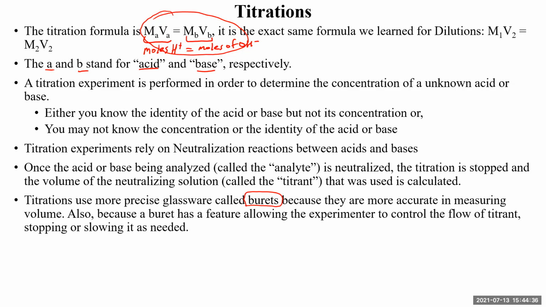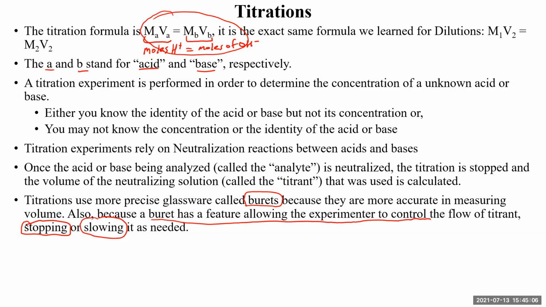Also, a burette has a feature allowing the experimenter to control the flow of titrant, stopping or slowing. It's going to be important to stop the experiment as soon as you reach what's called the equivalence point, which I will define shortly. Maybe I should have said that first. As soon as you reach the equivalence point, of course, you're not supposed to just let the solution flow freely up until that point. You're supposed to slow down.